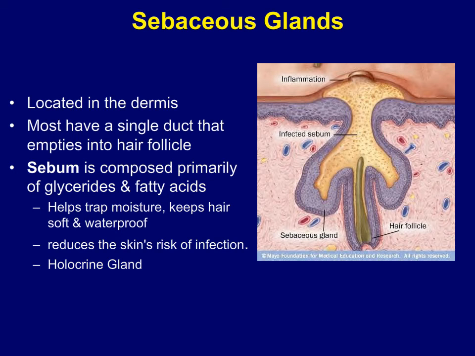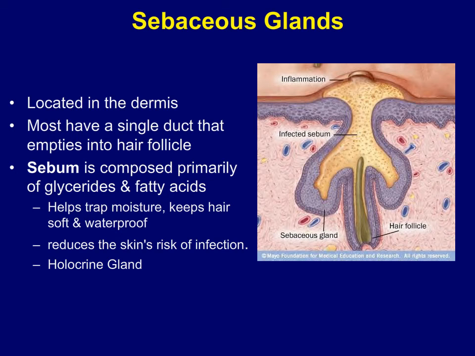A sebaceous gland is basically an oil gland. That is, it produces an oily-like secretion which lubricates our skin surface and also gives a nice sheen to our hair. And so the sebaceous glands themselves are extensions of epithelial tissue from the epidermis that extend way down into the dermis. And most of these glands have a single duct that empties into a hair follicle.